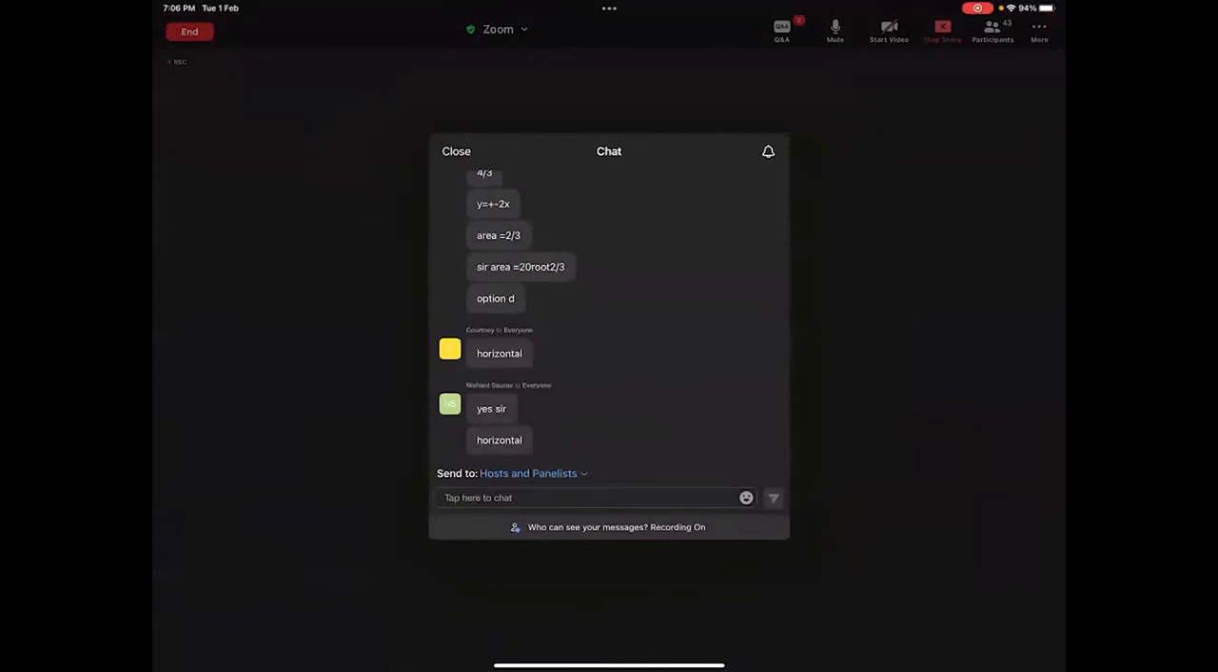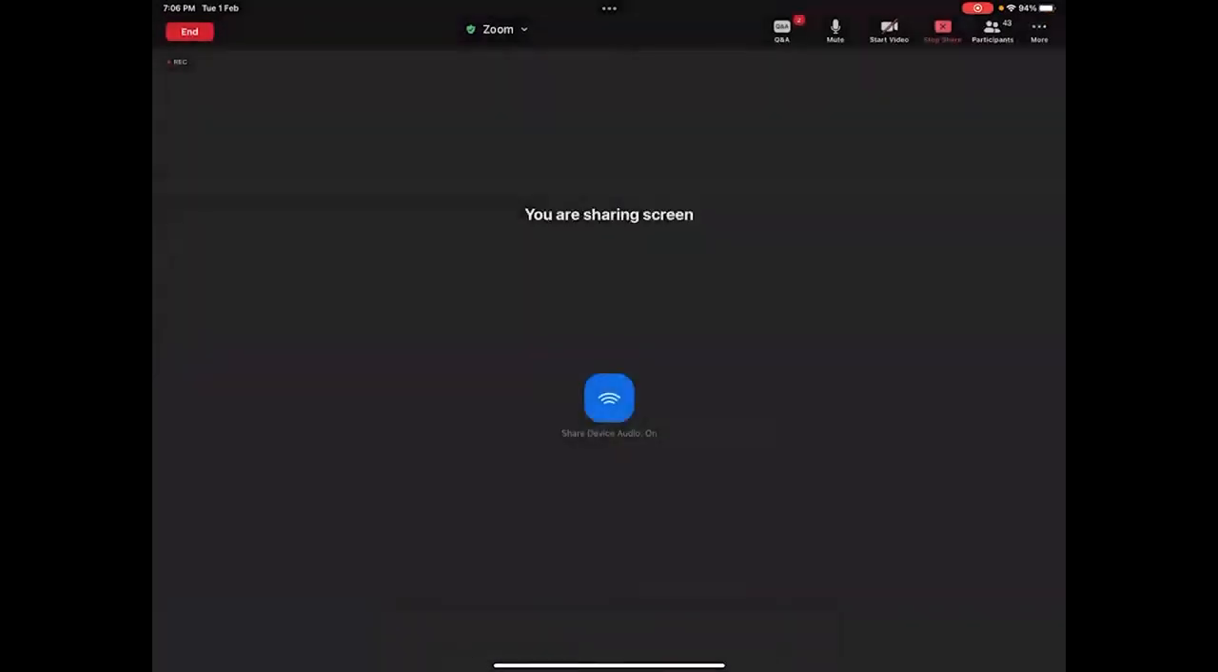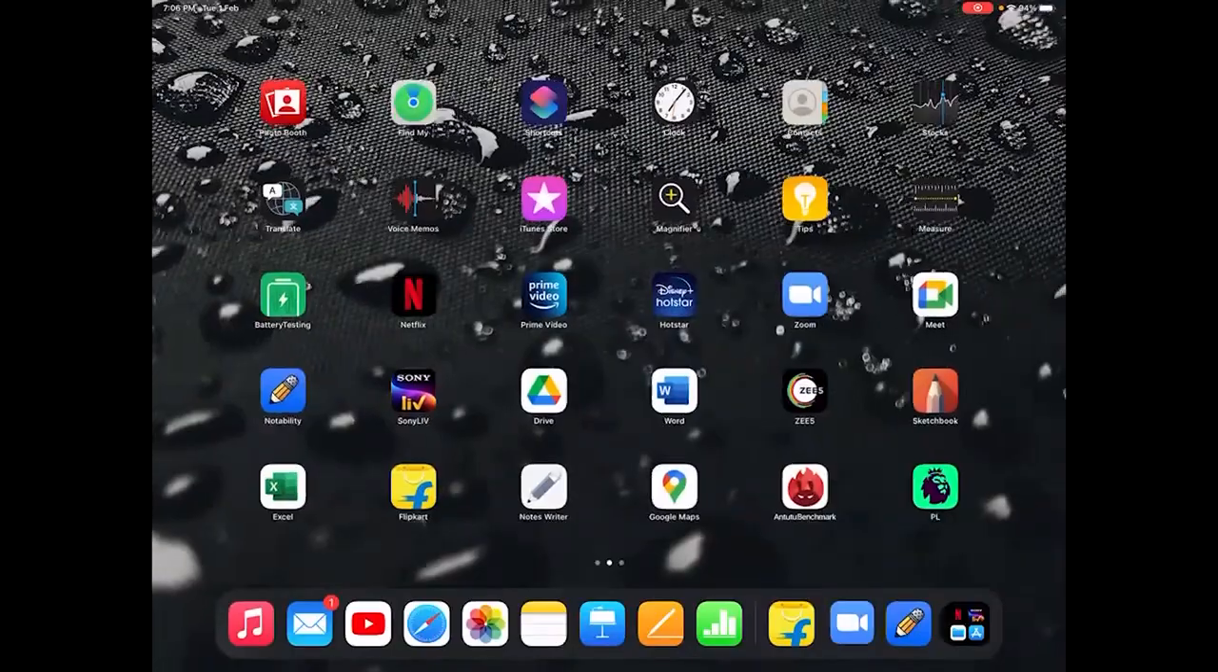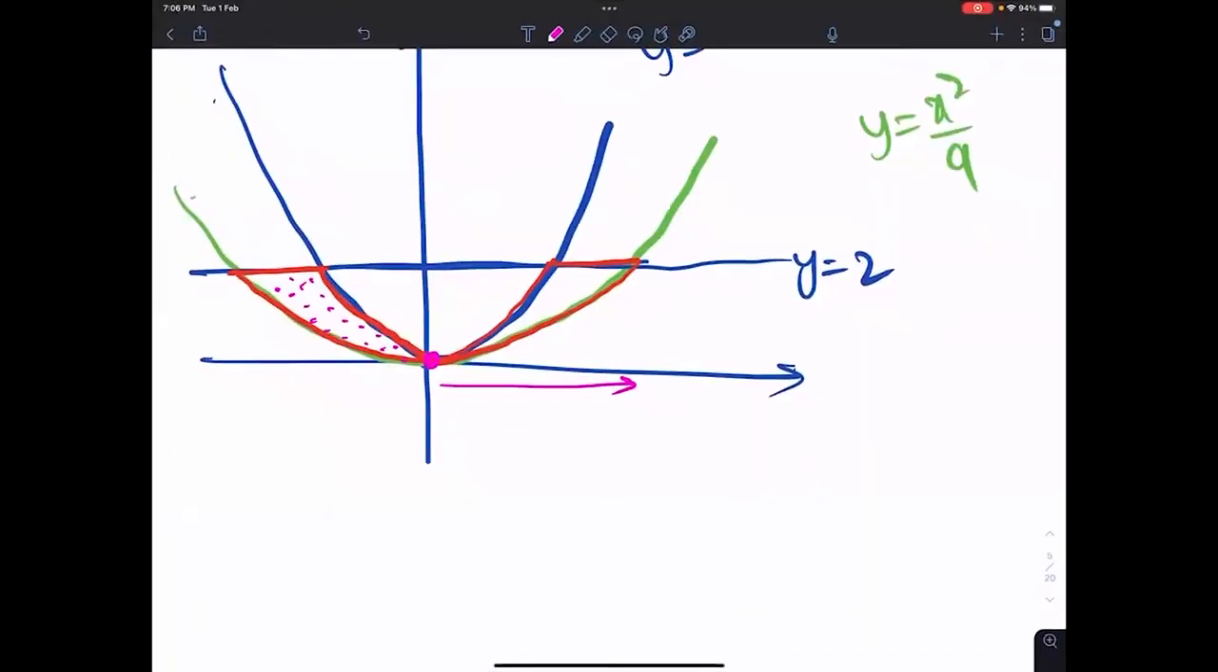Horizontal. Very good. Horizontal strips is right. Because when you take horizontal strips, always the left and right side curves are not changing, okay? And these horizontal strips will go from y equals 0 till y equals 2. So your integration limits are clear for you, 0 to 2.